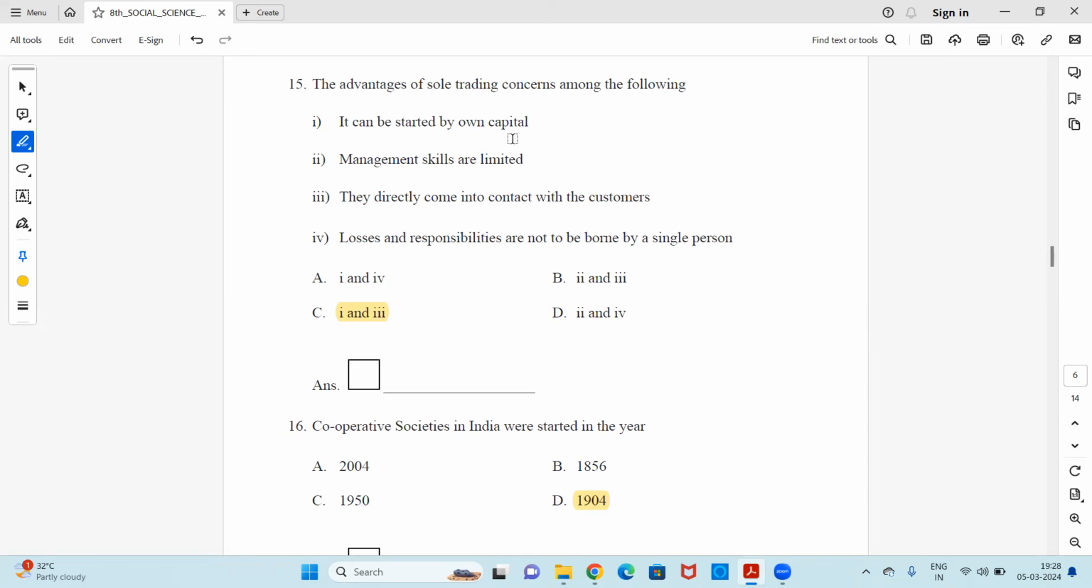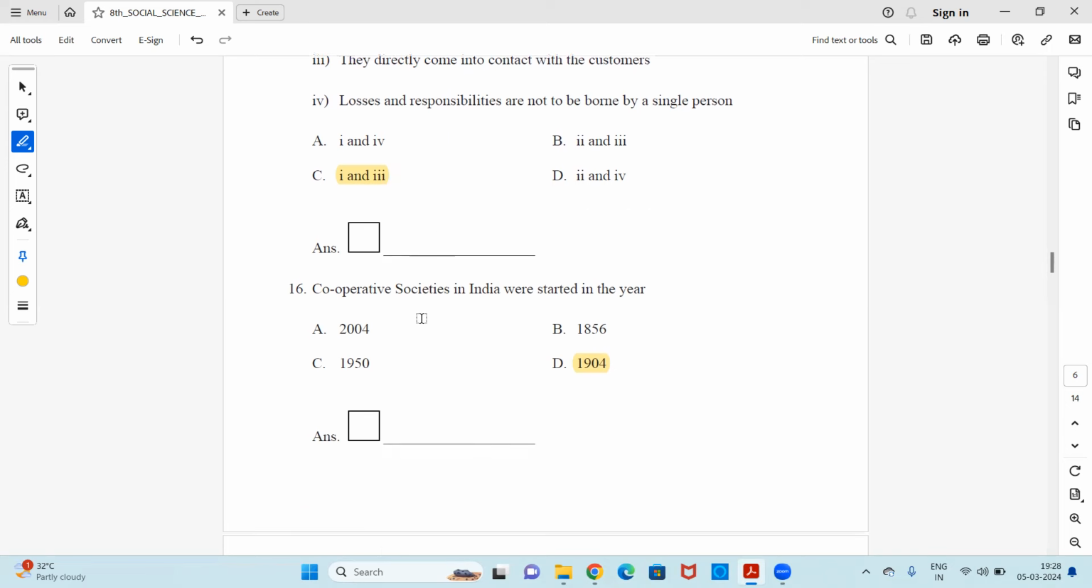It can be started by own capital. Management skills are limited. They directly come into contact with the customers. Losses and responsibilities are not to be borne by a single person. So out of this, what are the advantages of sole trading? Sole trading means a single person doing the trading. So here we see option C. Statements number one and three are the advantages. One is it can be started by own capital, and the third is they directly come into contact with customers. So option C becomes your right answer.